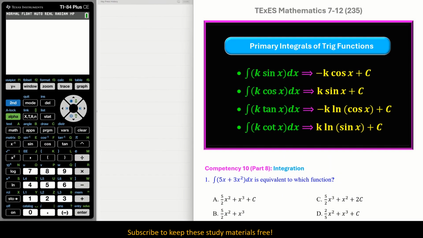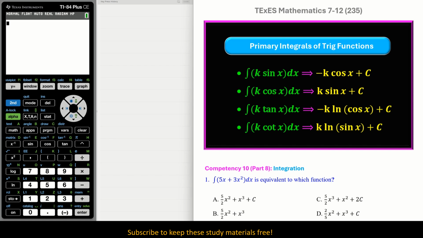Before we begin, please take note of the primary integrals of trig functions, and how they're pretty basic and they work exactly opposite of your derivatives. Now, look at your k. This is a coefficient. Let's look at our final answers. Really, what's happening is k is not becoming negative on the first one or the third one. That is actually the integral of the given.